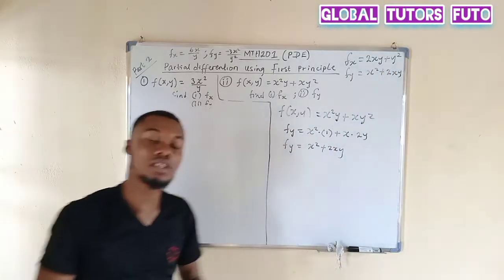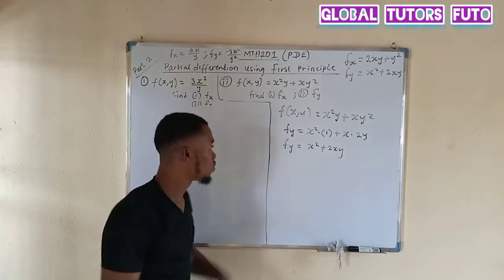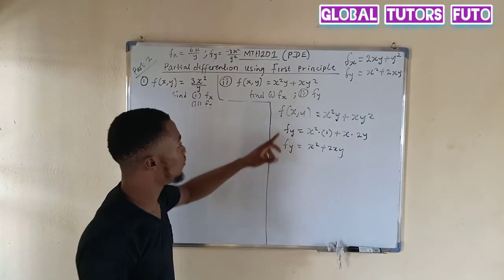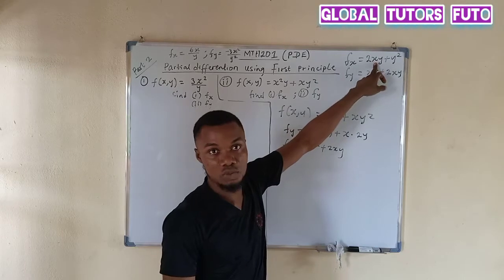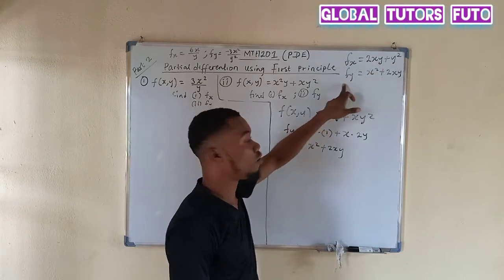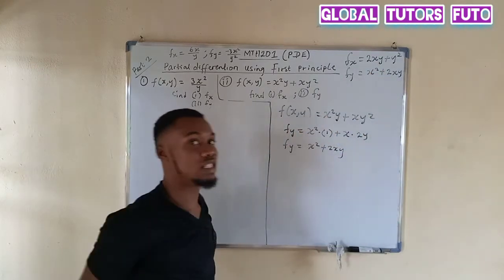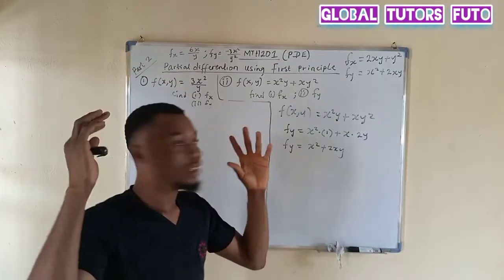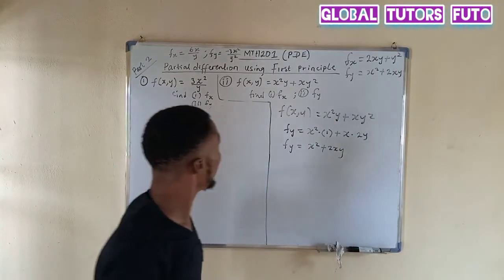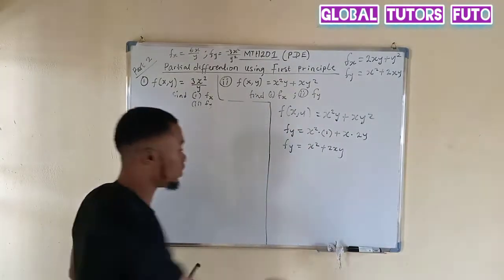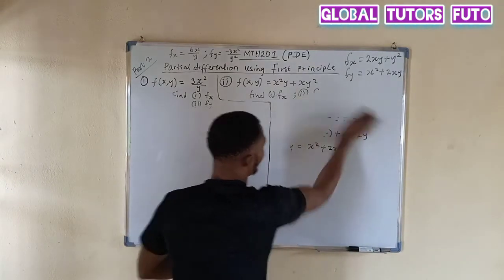So this is to tell us that if we use first principle to solve this, we should obtain our f_x to be this, then we should obtain our f_y to be this. So now let's get to the deal. Let us use first principle to do this. So we start.